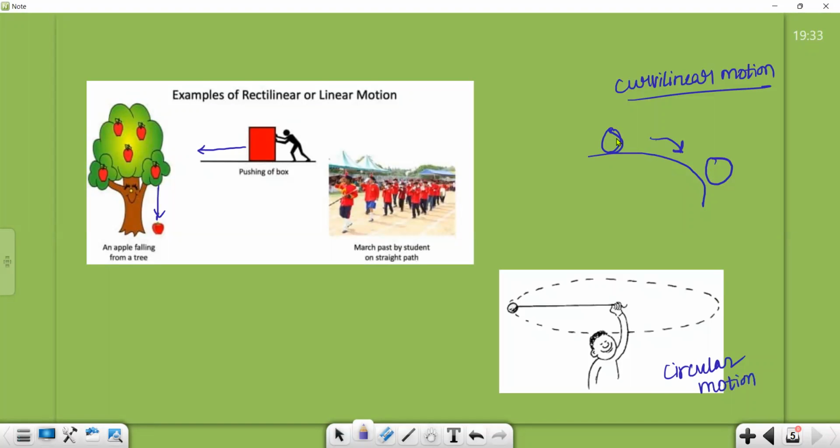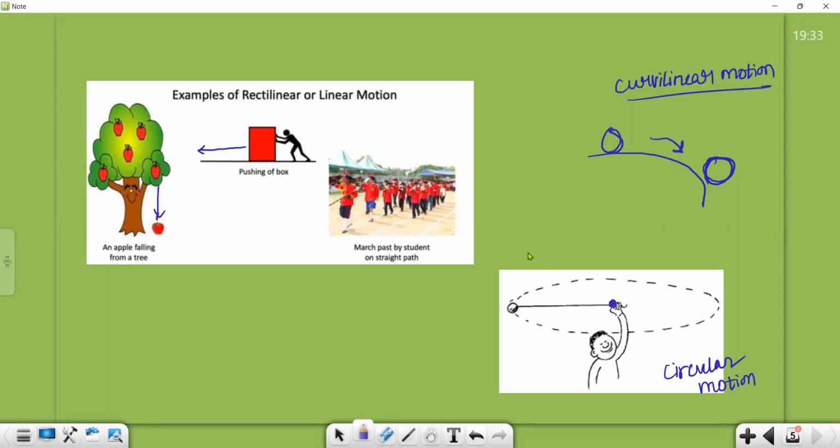In curvilinear motion, see the object, it is following a particular curve here. Whereas in circular motion, a body is moving in a circular path. So it remains in a circle path, around a fixed point. Here the point is fixed and it is moving.